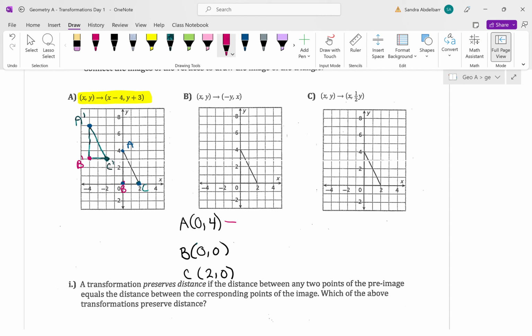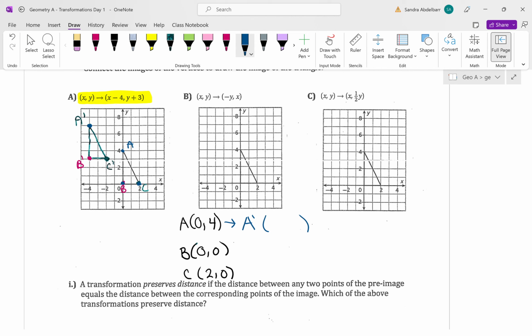So now we have to perform the transformation. The transformation says negate the Y coordinate and flip its position, switch it with X. What does that mean? That means my A prime, I'm taking my Y coordinate from my A, from my pre-image. What's my Y coordinate in my pre-image? 0 or 4? 4. I'm negating it. When I say negate, it means make it the opposite. It doesn't mean make it negative. It means make it the opposite sign.